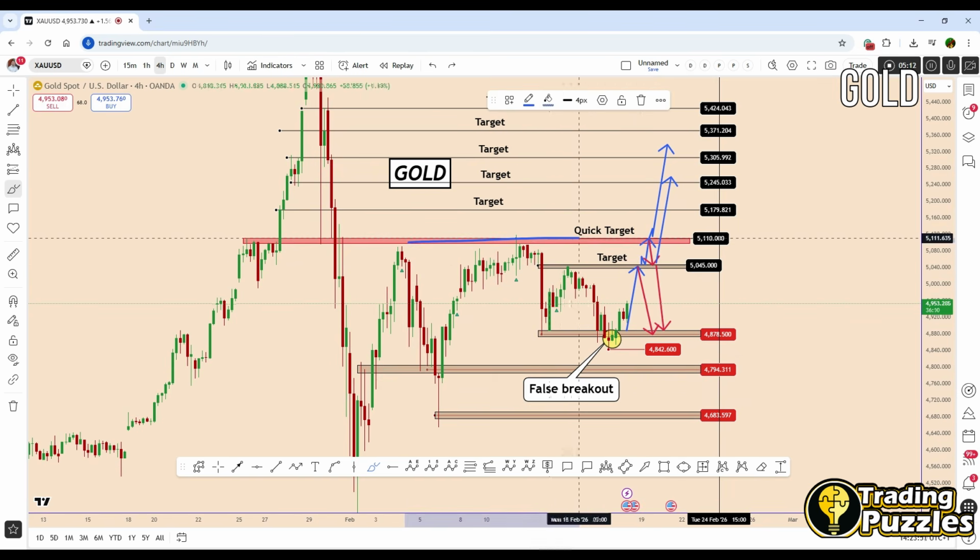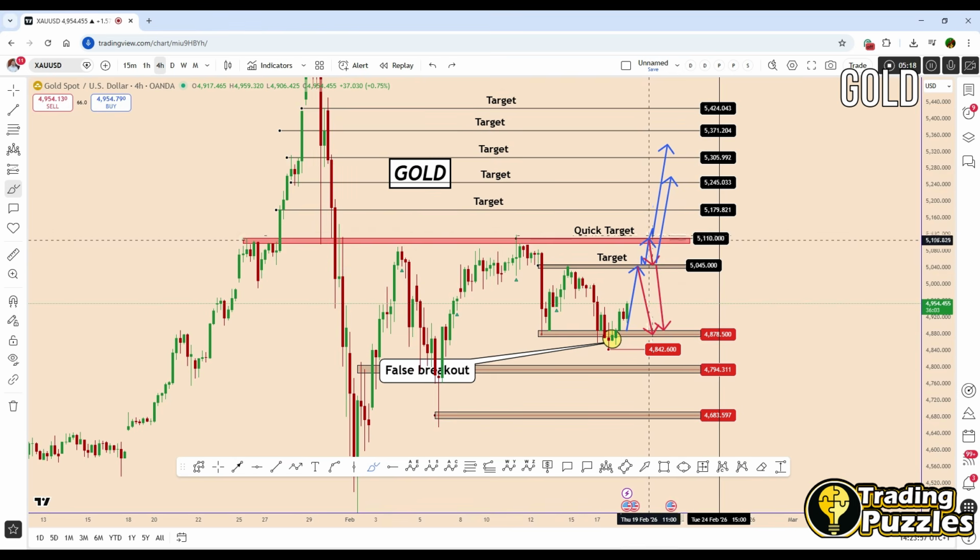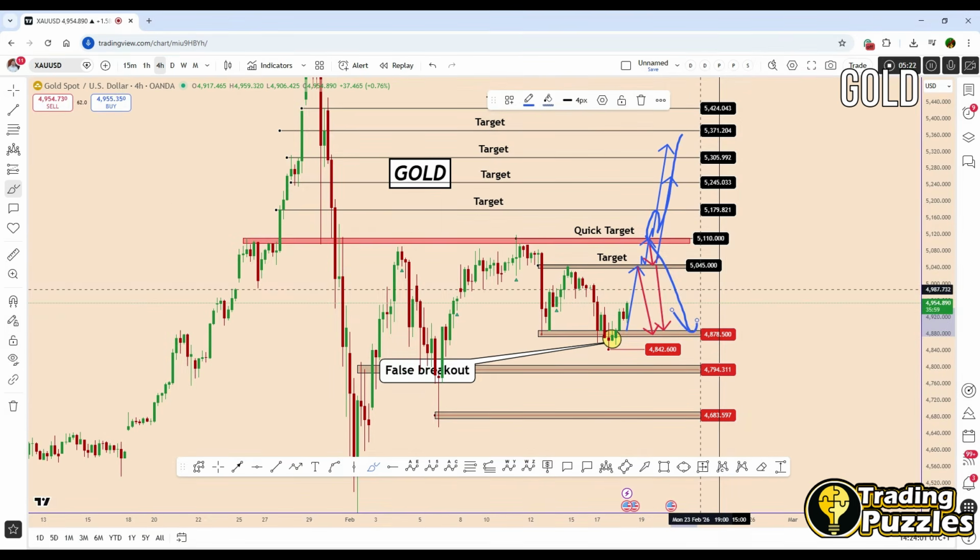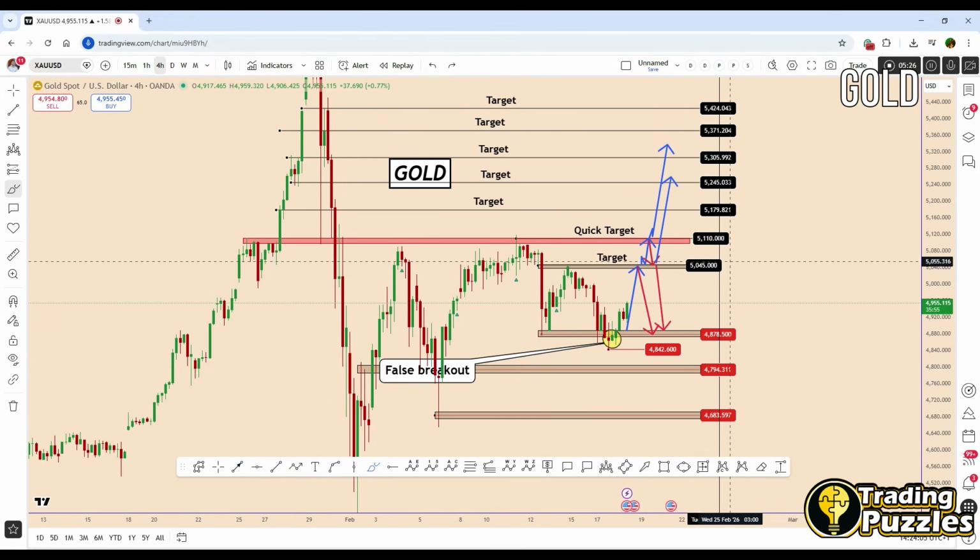However, this is where is found one of the strongest areas that can push the price down if it will manage to break through, or it will push the price down in this zone again. So let's see what is going to happen. Bullish up to 5045, 5110. Until that moment, we have to see what is going to happen.